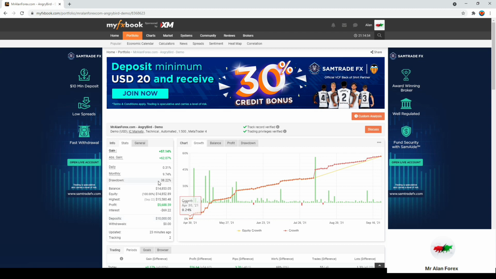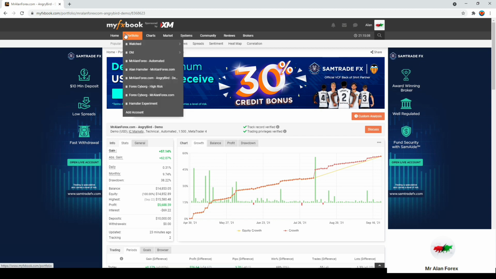But you've got to just be aware of the risk and the fact that this is a grid martingale system. So unless you have 10k to throw around, this is not one which I would throw real money at. Hence why this is a demo account.